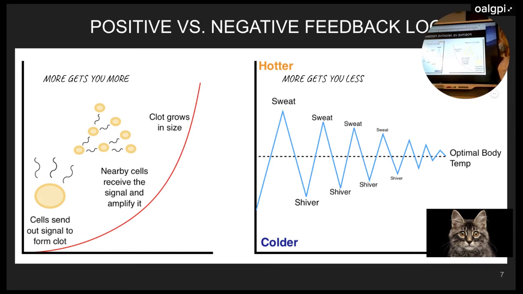Okay. So here we can see an example of positive versus negative feedback about the clot growing. And then here with negative feedback, it's self-corrective, right? You're trying to get it back to that set point.